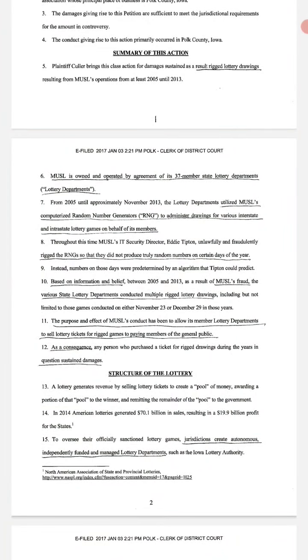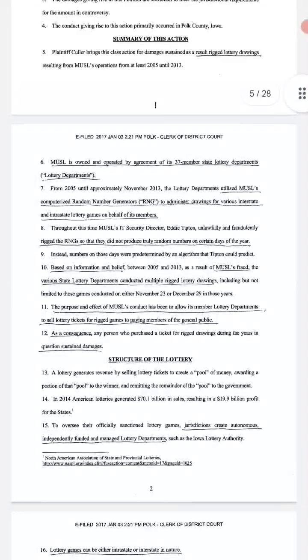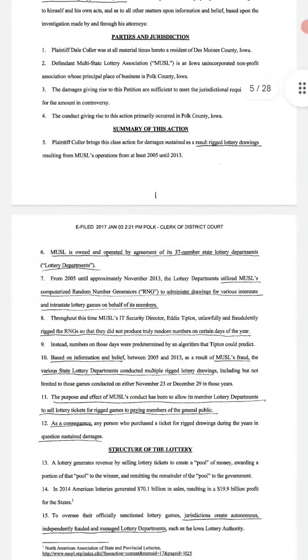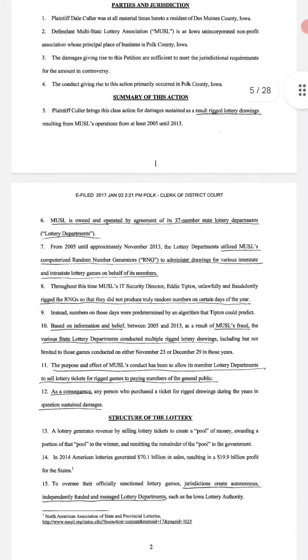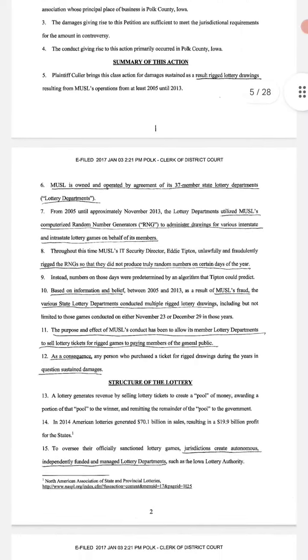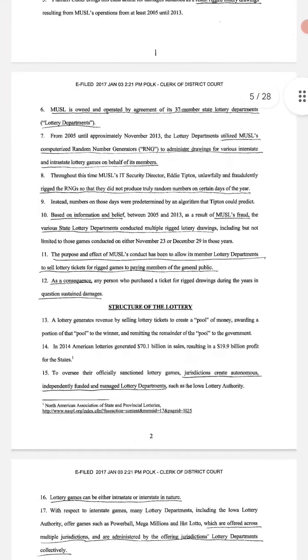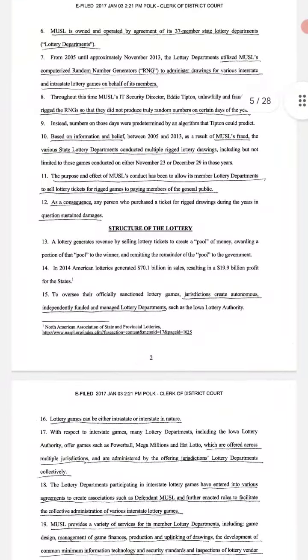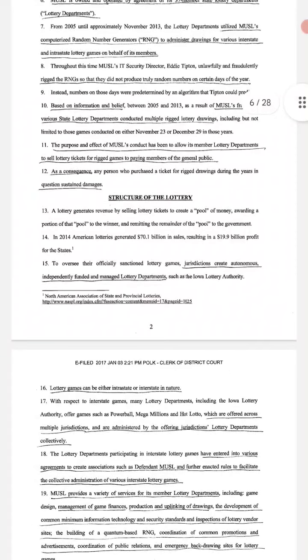Okay, and see, I didn't want to have to put their business out there like that, but they abused me in these courts, and they did this, so they made me do this. So when I found this, I said, "Oh yeah, their ass is out." But I didn't even need this because our investigation already told us all this stuff is going on, and it's still going on today. Okay, so look at this. Plaintiff Kohler brings this class action for damages sustained as a result of rigged lottery drawings resulting from Muscle's operations from at least 2005 until 2013. Muscle is owned and operated by agreement of its 48 members now, but at that time 37 member state lottery departments.